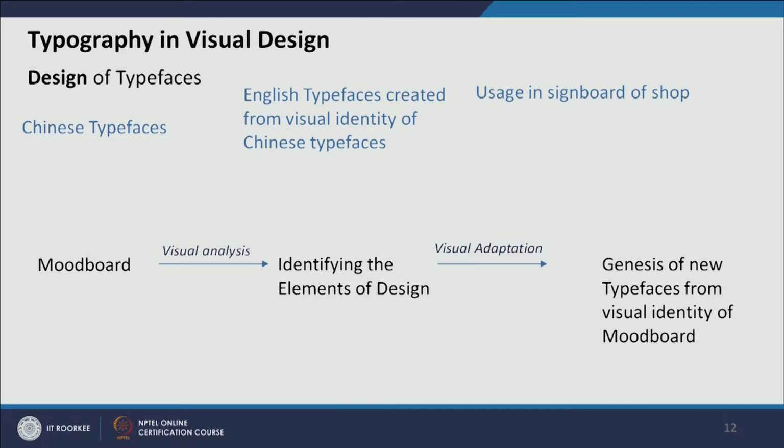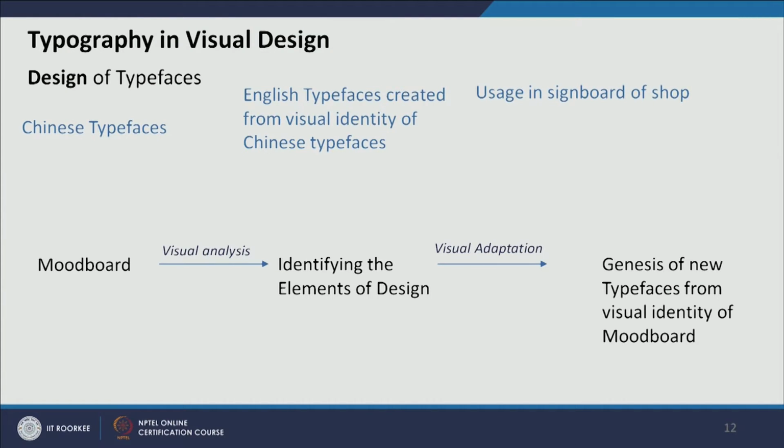The next process is the visual analysis. We need to understand what is there in the Chinese typefaces, that is the mood board in this case. The visual analysis will be identifying the elements of design, like we discussed. The designer here must have identified the characteristics of the font, with its triangular characteristics and overlapping features. That is the visual analysis, along with the line quality and the shapes used for designing a particular font.